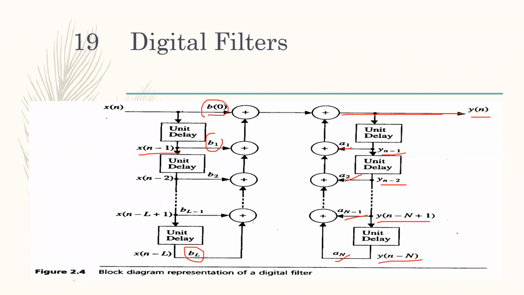So it will be x of n minus 1, n minus 2, and so on up to x of n minus l. So here bl, and all the coefficients get added over. So here if you just see how many adders would be present, you can just make out.